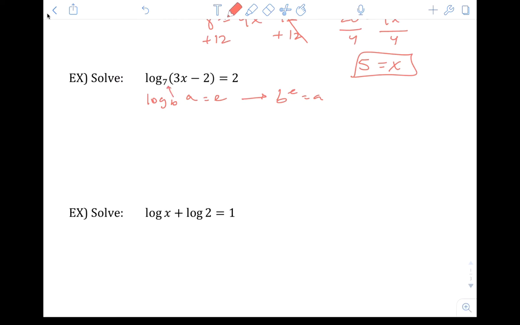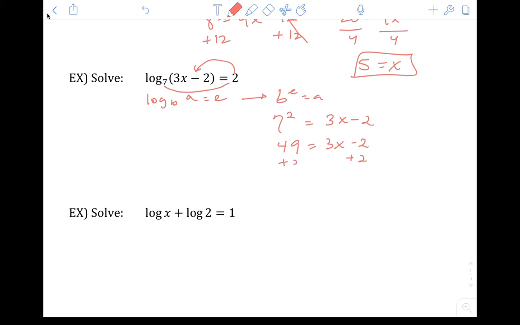The base is 7. The exponent is 2. And the answer is 3x minus 2. I don't write it out like that anymore. I literally just do loop and swoop. That's a lot. I know. I'm sorry. So I do 7 to the second equals 3x minus 2. So 49 equals 3x minus 2.